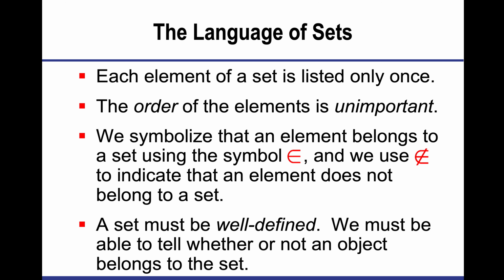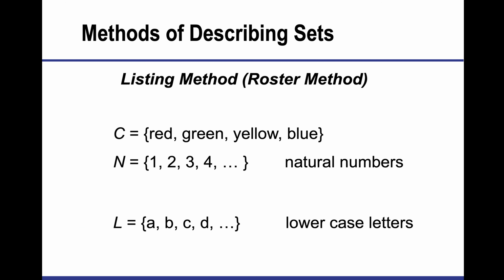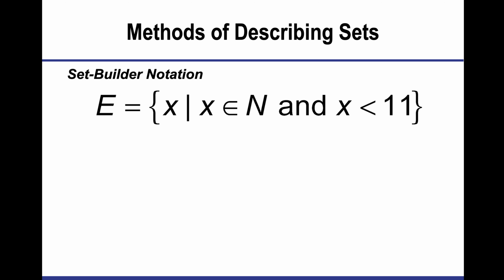A set has to be well defined. We must be able to tell whether or not an object belongs to the set, so it has to be clear what the characteristics or grouping factors are. If I have these sets in C, I have colors, natural numbers, and lowercase letters, all grouped together and listed as a roster. The ellipsis means it continues in the same manner.